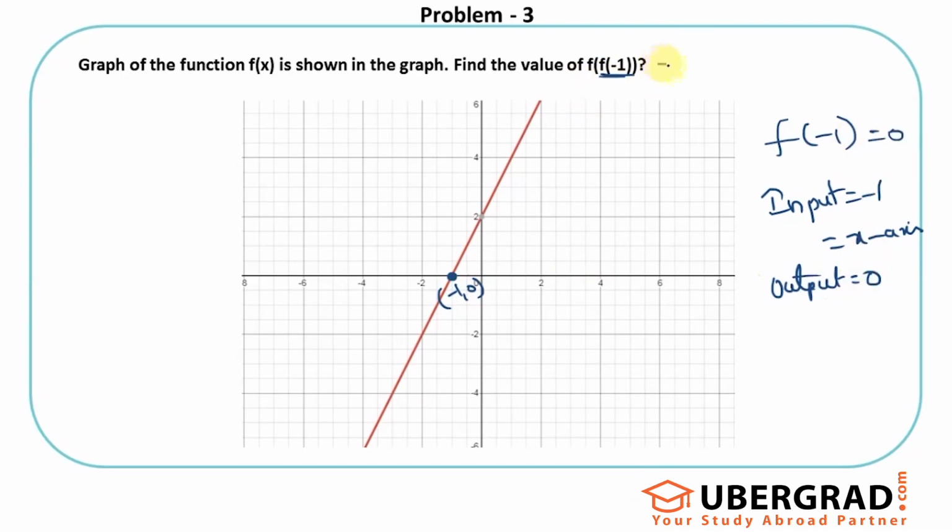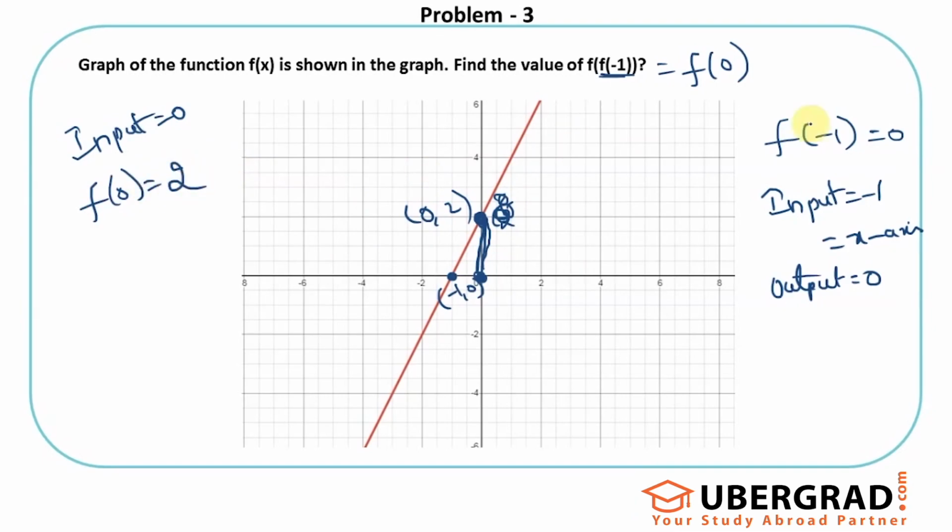So f of f of minus 1 becomes f of 0. Now I need to find out f of 0. When input is 0, go to the x-axis, take the input, x-axis value 0. What is the y value? Here it is. The line is being cut when I am going in the vertical direction for x 0, cutting here, that is at 2. So 0 comma 2 is the point, right? So when input x-axis is 0, y is 2 for this line. So when input is 0, f of 0, output is 2. So that means the answer is 2. f of minus 1 is 0. So f of f of minus 1 becomes f of 0 and it is 2.